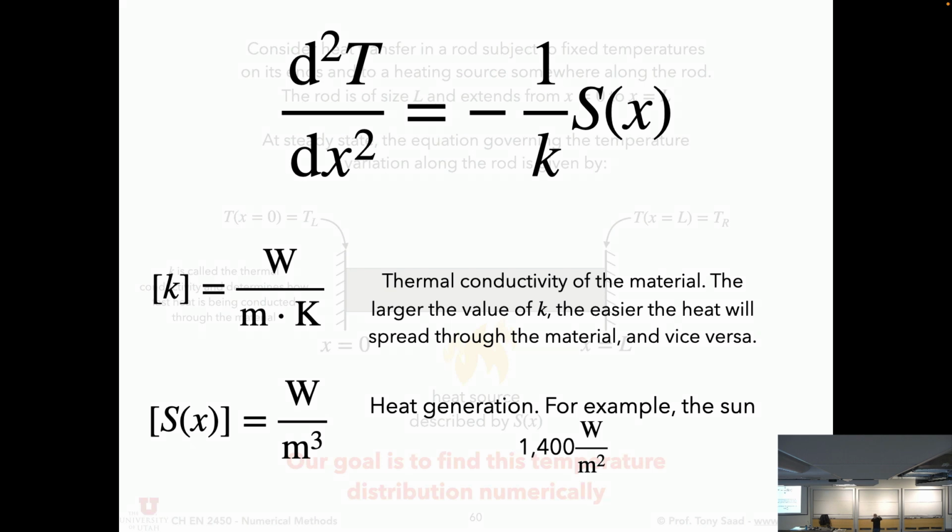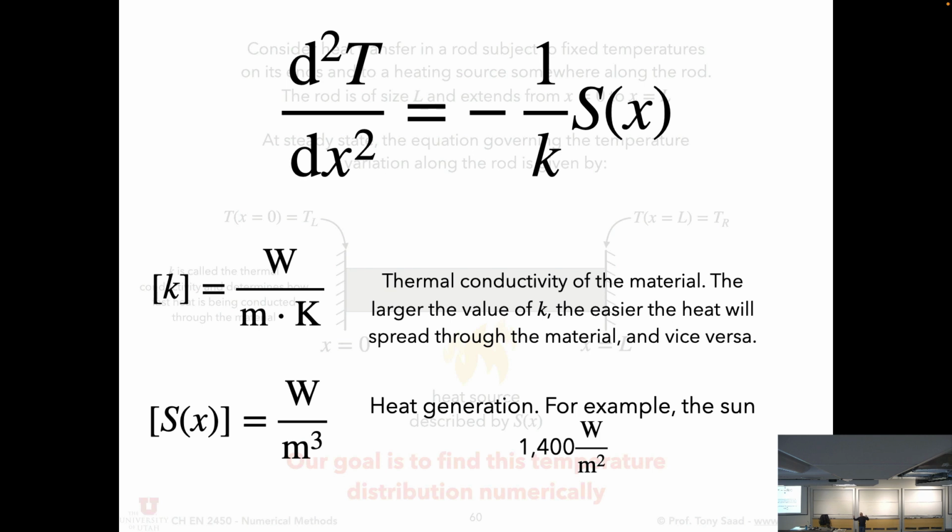So that's why you put a gap, you put double pane windows, and you vacuum them in between, to reduce the thermal conductivity so that there is less ability for heat to be transferred. So a higher value of k means heat is going to spread very quickly across the material. A lower value of k means the material is going to resist heating.